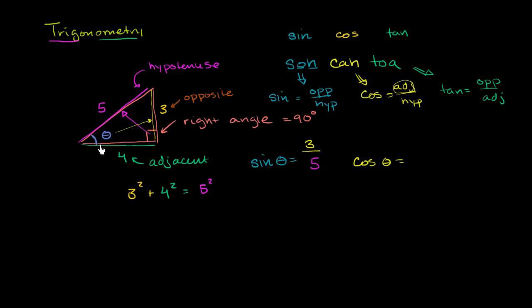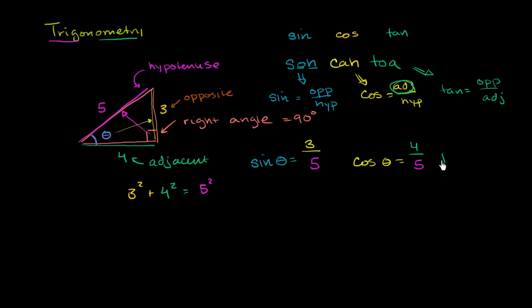So cosine of this angle, we hear about adjacent. Well, the adjacent side to this angle is 4. So it is adjacent over the hypotenuse. It's the adjacent, which is 4, over the hypotenuse. 4 over 5.